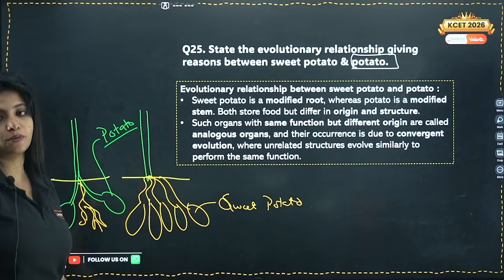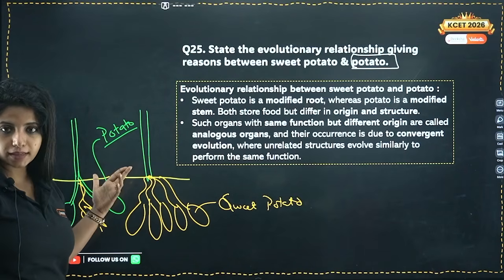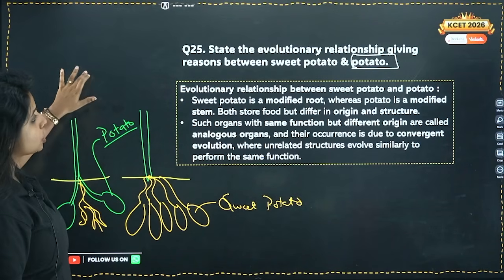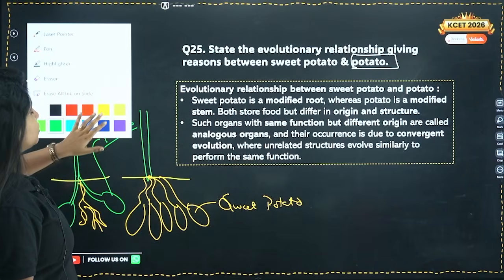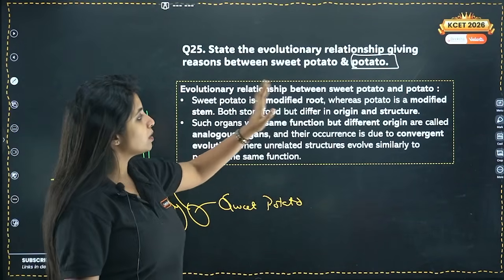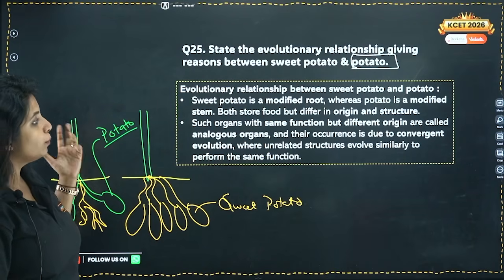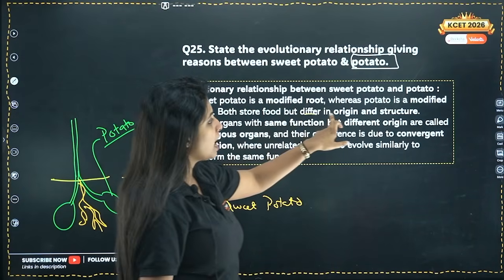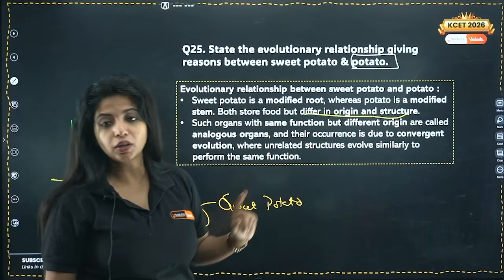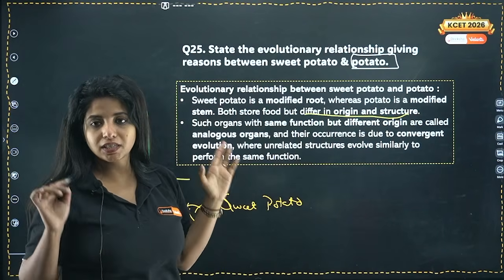This is potato. So sweet potato and potato is there. State the evolutionary relationship giving reasons between sweet potato and potato. Sweet potato is a modified root, whereas potato is a modified stem. Both store food but differ in origin as well as structure. Okay, both of them are going to differ in origin as well as the structure.